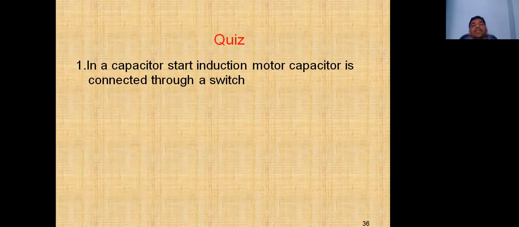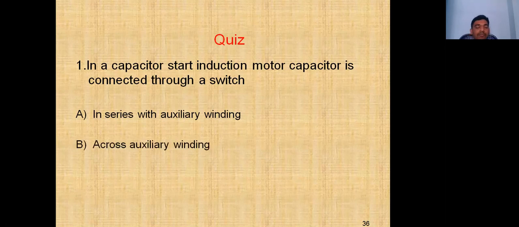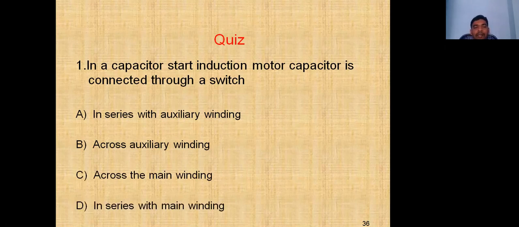In a capacitor start induction motor, capacitor is connected through a switch. Option A, in series with the auxiliary winding. Option B, across the auxiliary winding. Option C, across the main winding. Option D, in series with the main winding.